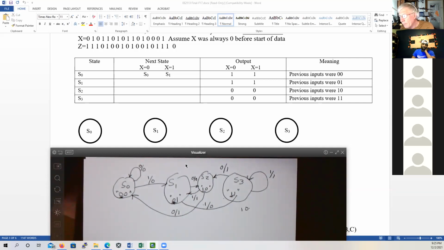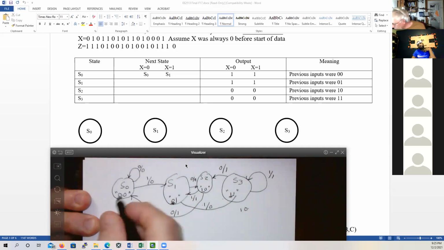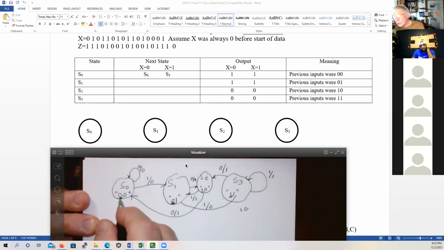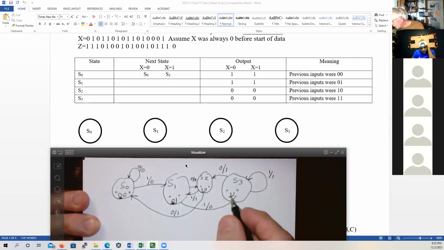And so let's go through it again. Okay. You're in S0. So what are we remembering? In S0, we remember that our last 2 inputs were 0, 0, right? Yeah. Uh-huh. In S1, we remember our last 2 inputs were 0 and 1. The oldest was a 0, the newest is a 1. And then we're going to get another one and go someplace else. In S2, our oldest is a 1 and our newest is a 0. And in S3, our oldest and our newest are both 1s.